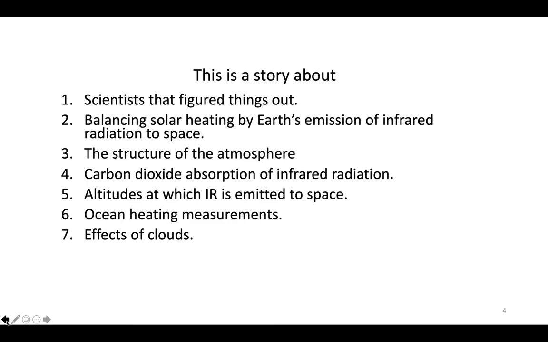As it turns out, that problem involves understanding a little bit the structure of the atmosphere and the way in which carbon dioxide absorbs that radiation and then re-emits it. So the fifth part of this talk will be about the altitudes in the atmosphere, given its structure, at which the infrared is in fact emitted to space. It doesn't all get emitted from ground level. And finally, I want to finish the talk by saying a few things about ocean heating and the effects of clouds.